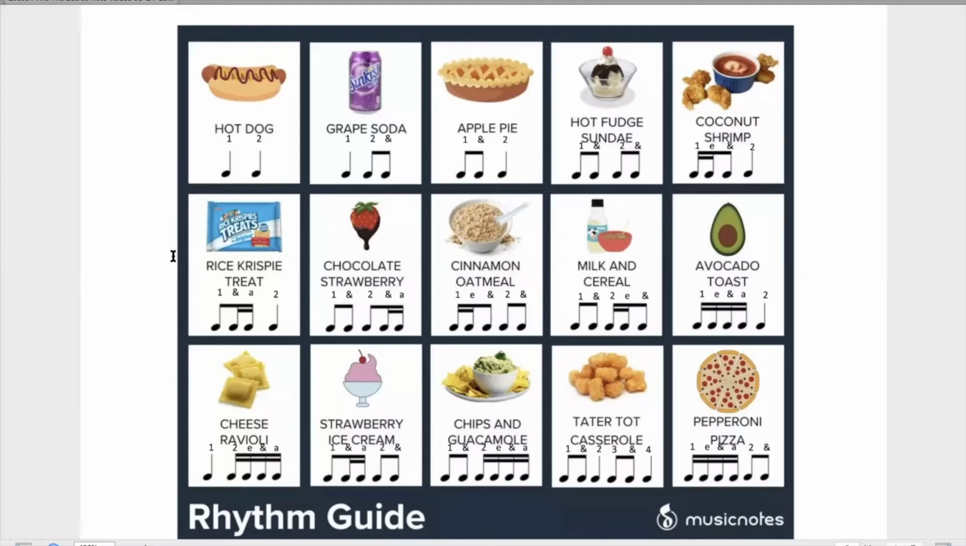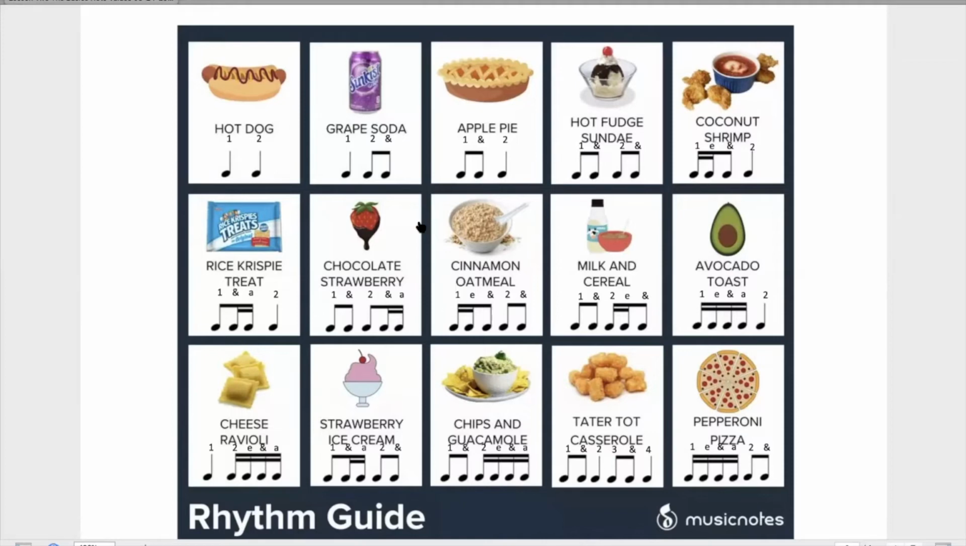Okay, so let's go with the second line here. Now this is one of my favorite treats, Rice Krispie treat. If you were to count this in numbers, it will be 1 and a 2, 1 and a 2, Rice Krispie treat, Rice Krispie treat. The Anna is on the offbeat of 1.